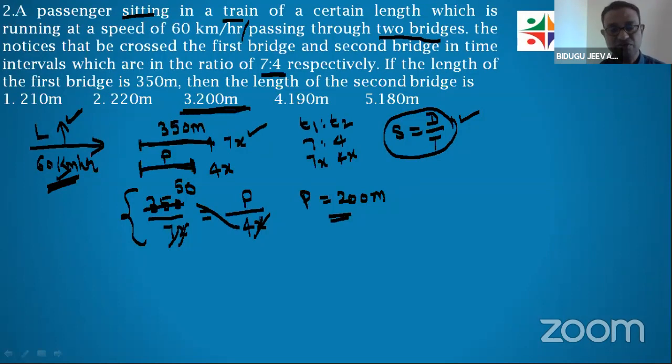So here, one thing you have to remember: when a man is crossing a bridge, you have to consider the distance as the length of the bridge. When a train is crossing a bridge, the distance we have to consider is the length of the platform, the length of the bridge, and also the length of the train. We have to consider both. In this case, the speed is the same, so that's what I have written here. I think you understood. Let me go to the next problem.